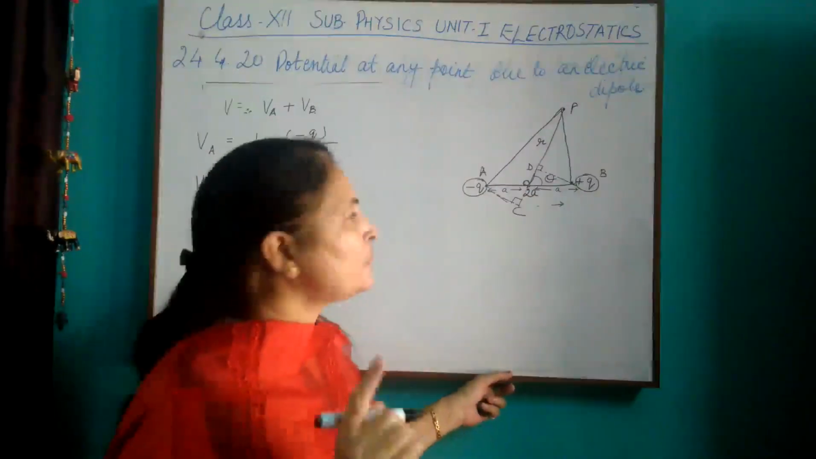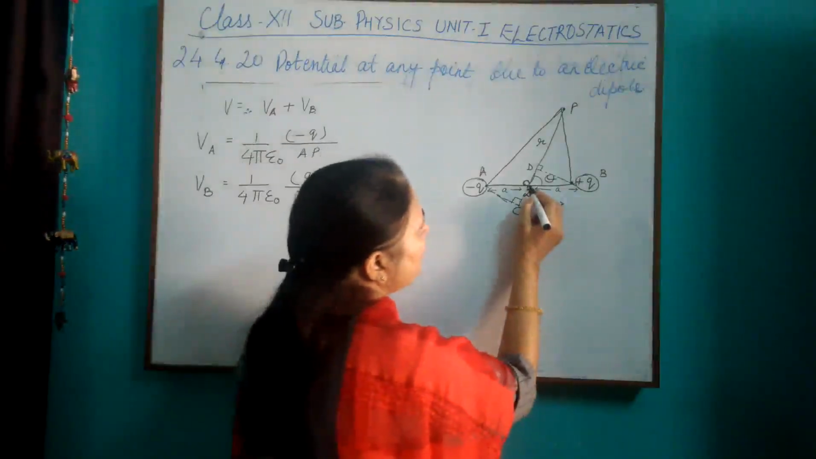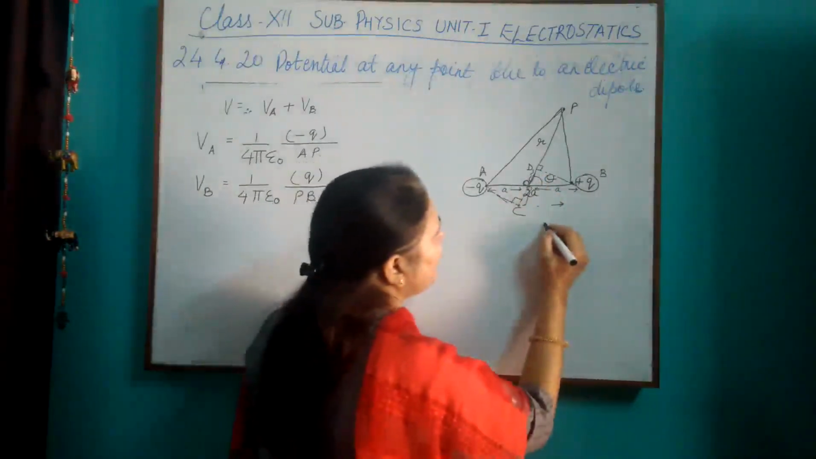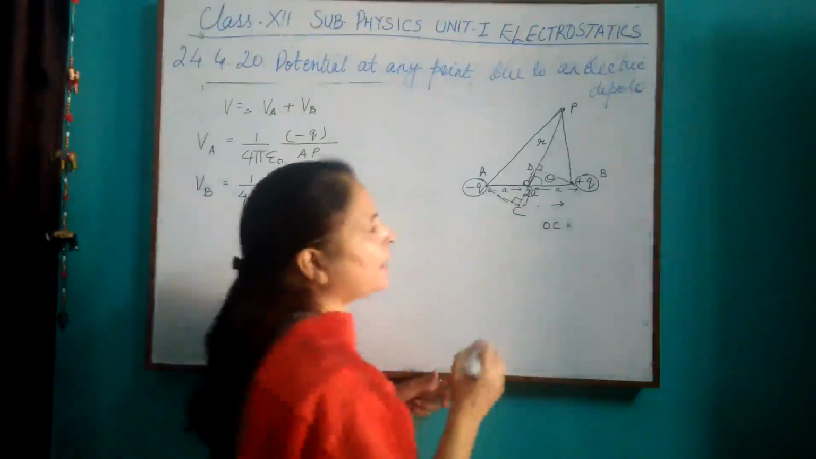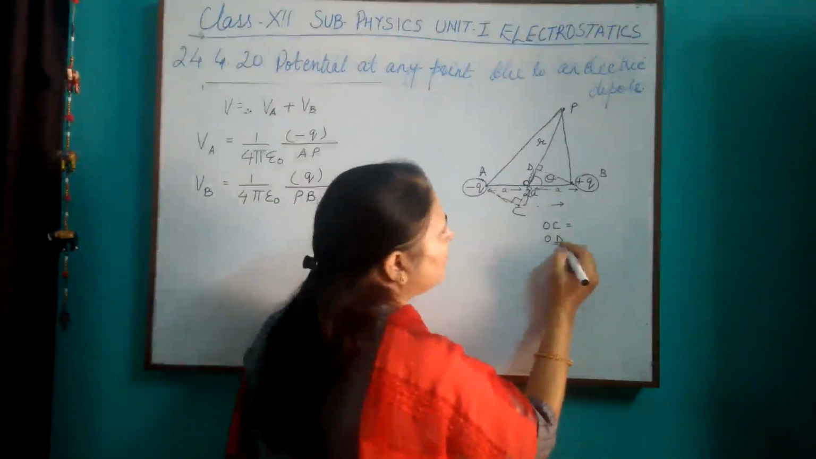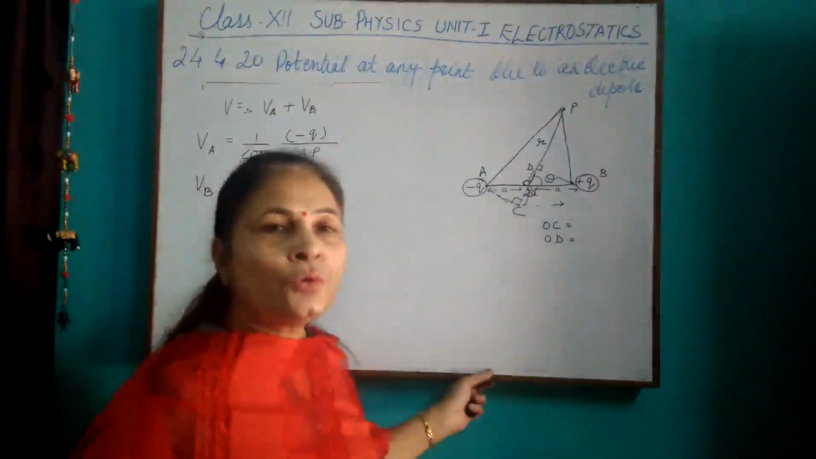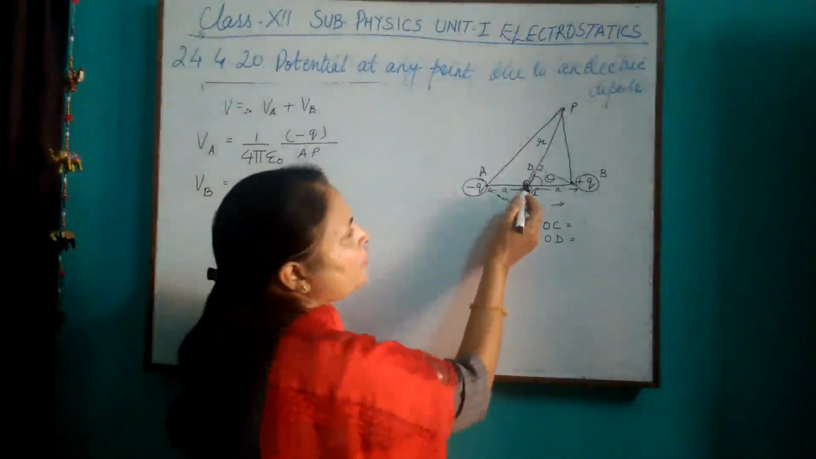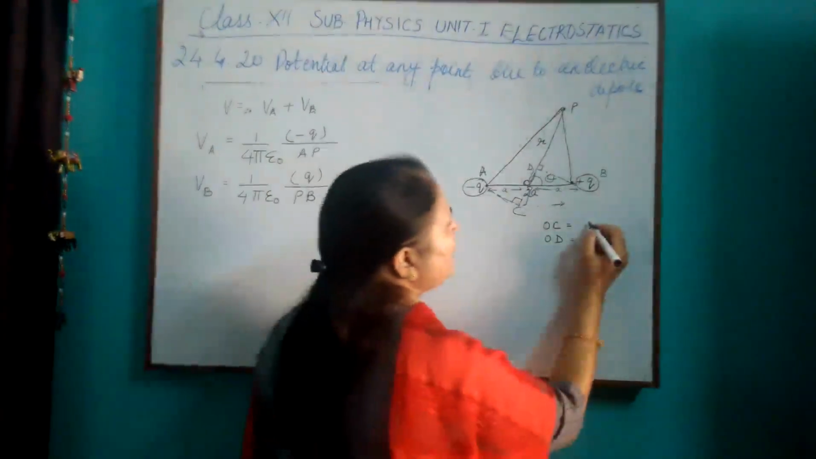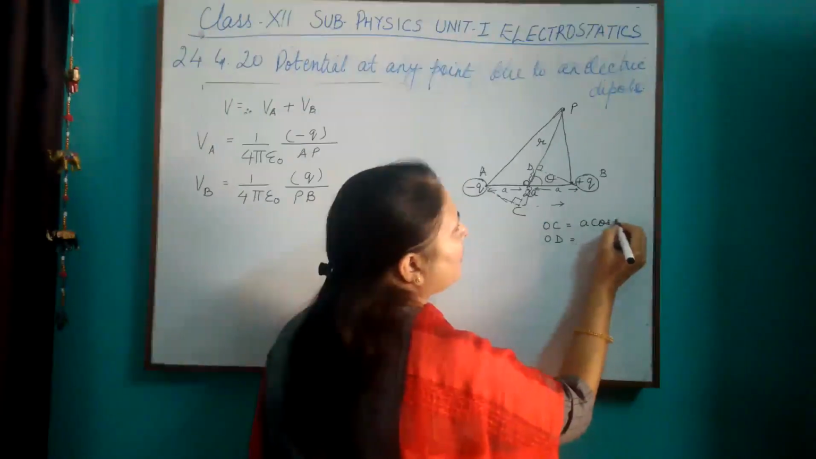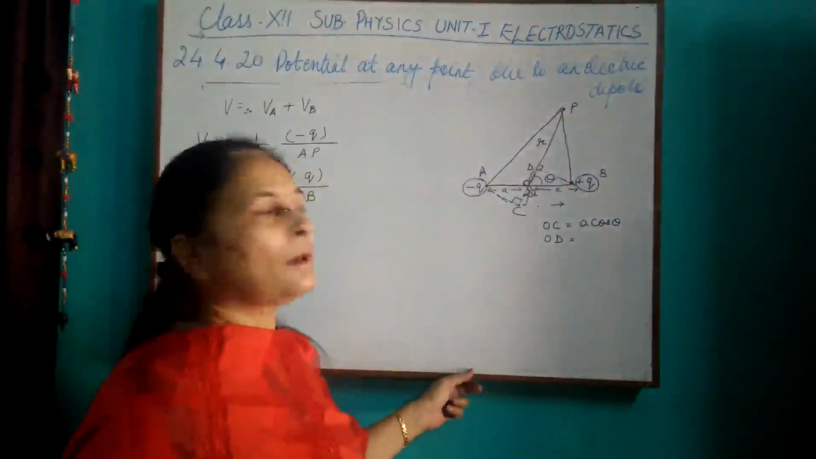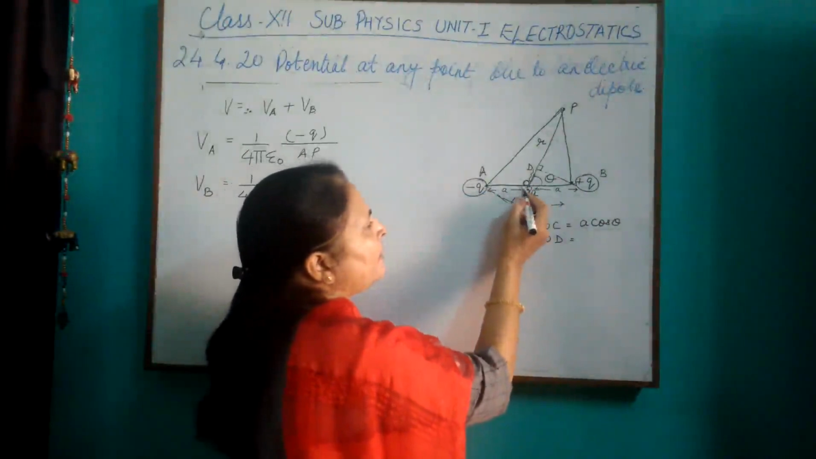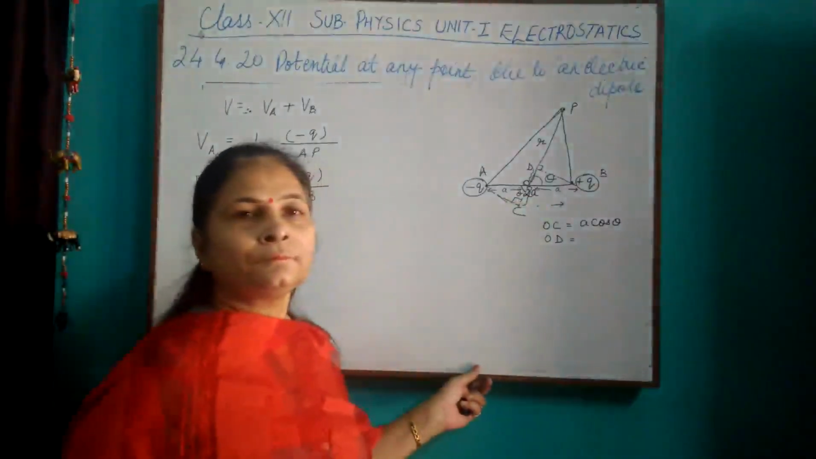For this what I will do is, first I will calculate the value of OC and OD. Now you can use your trigonometric ratio for this. The value of OC will come out to be A cos theta. That is AO cos theta. See, this angle is theta. This angle will also be theta.